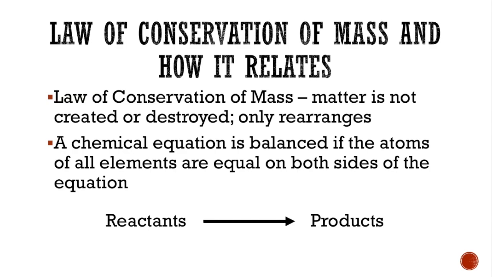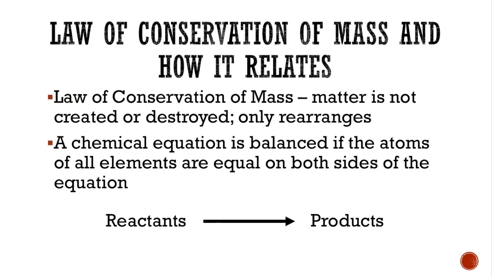So when we're talking about determining if an equation is balanced or not, what we're talking about is the law of conservation of mass. The law of conservation of mass states that matter is not created or destroyed, it just rearranges. So in a chemical equation, we're not going to have more of one type of element on the left side, the reactant side, than on the product side, the right side. We're not going to have this difference because matter is not created or destroyed. You're going to see how it just gets rearranged.